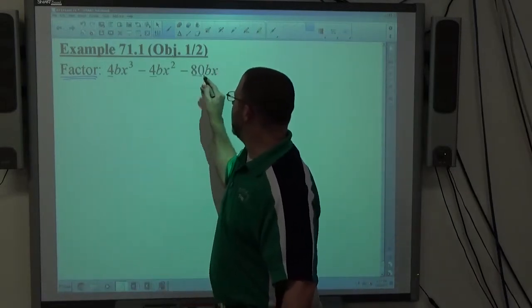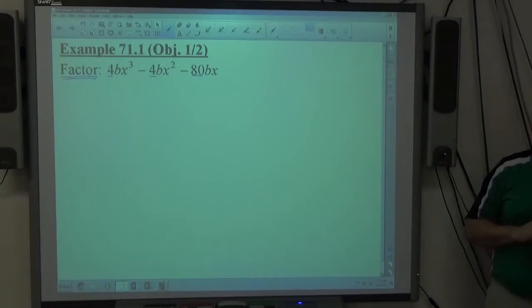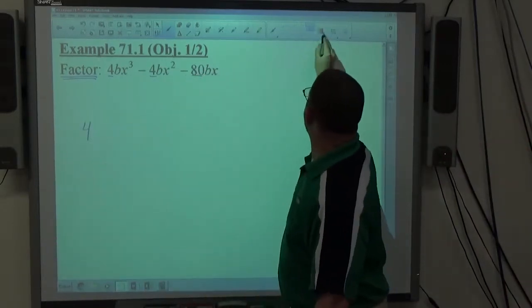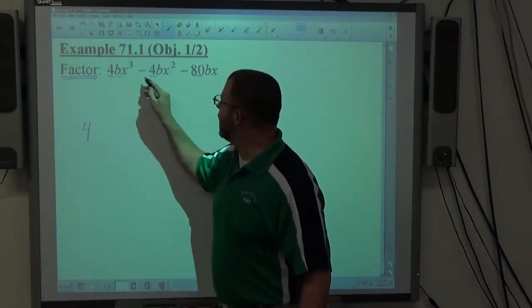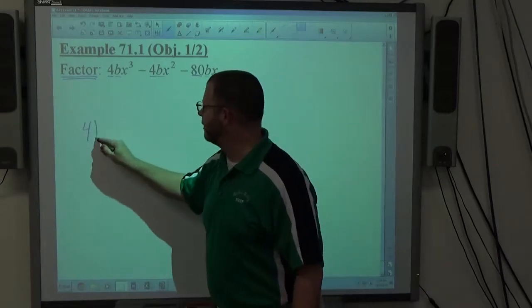4, 4, 80. Looking just at the numbers, what's the largest number that divides 4, 4, and 80? 4. We find a common letter such as B. B, B, B. What's the smallest power of B? B to the first.